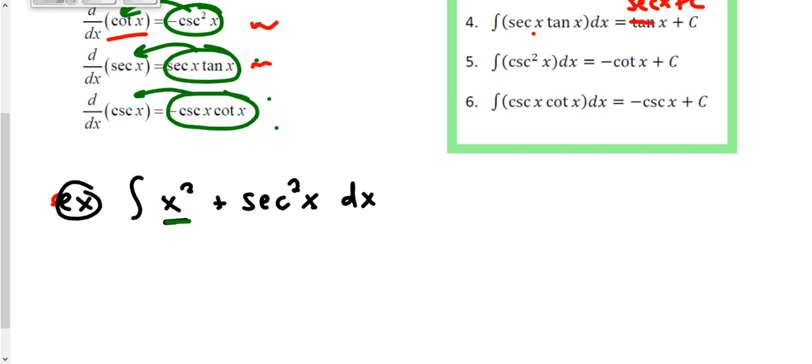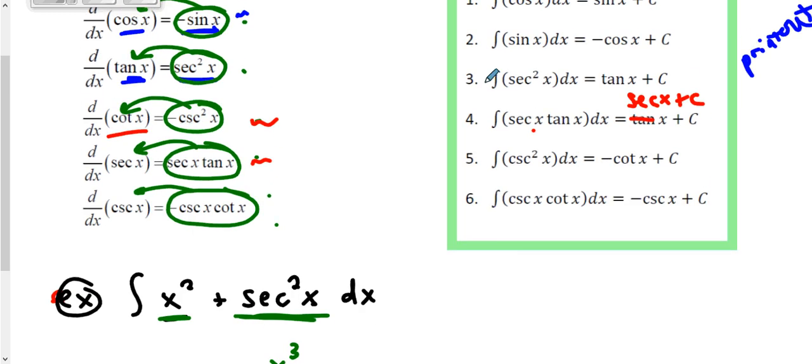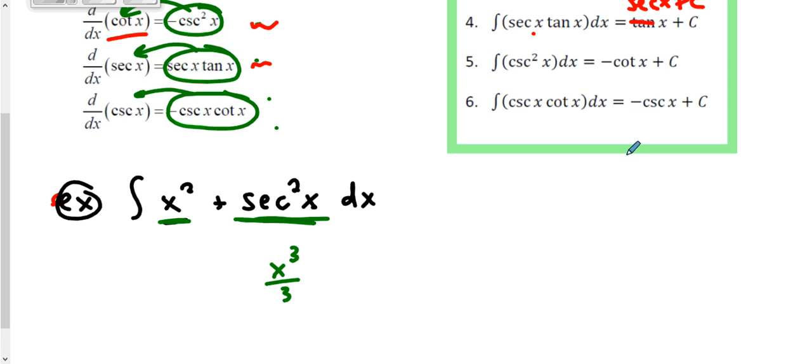Then the second part of this is where we use trig. So we just do one and then the other. So to integrate x squared, we have x cubed over 3. To integrate secant squared, we look at our list. Secant squared is here. The integral is tangent. So we have plus tangent of x, and then our BFF, c, is on the end. When we integrate multiple things, you don't have to have multiple c's. They just all combine at the end into one.